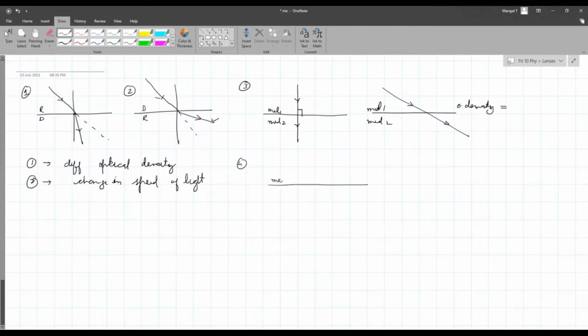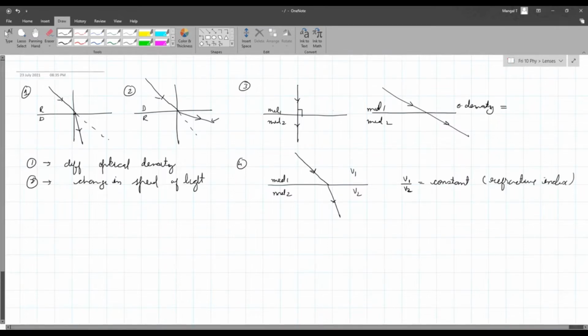When the ray of light is traveling in medium one and then in medium two, say for example, here this is the ray of light and now it is bending. Let us say that light is traveling with velocity v1 in this medium and v2 in this medium. This ratio v1 upon v2 will obviously be constant, because if this is a homogeneous medium, light will have a constant velocity v1. When light is traveling in medium 2, it will have velocity v2. So the ratio of the velocity in medium 1 upon medium 2 is constant. Now students, this constant is called refractive index.